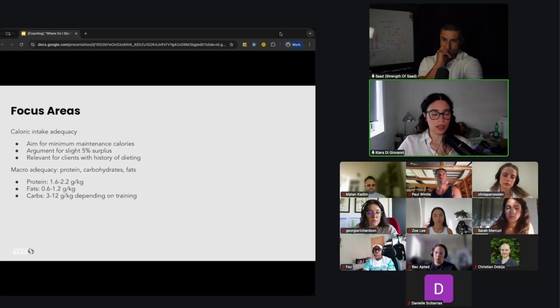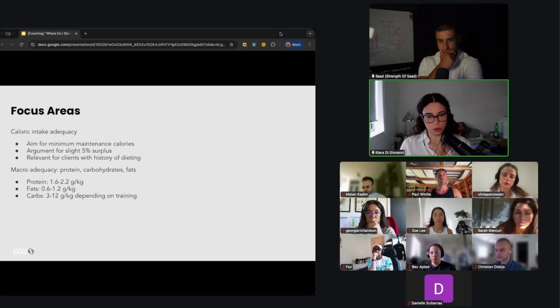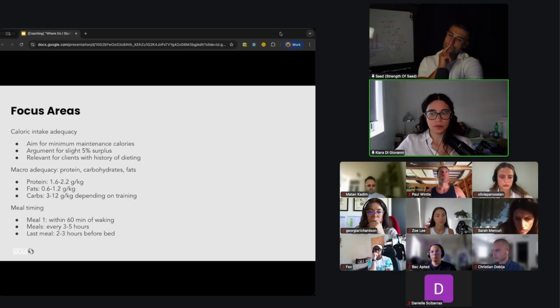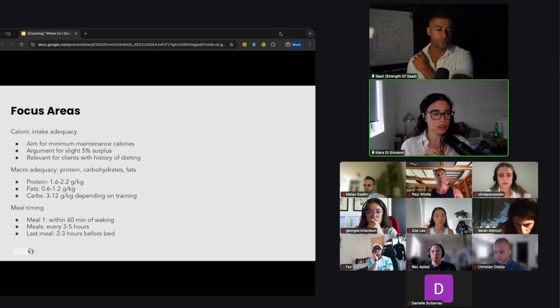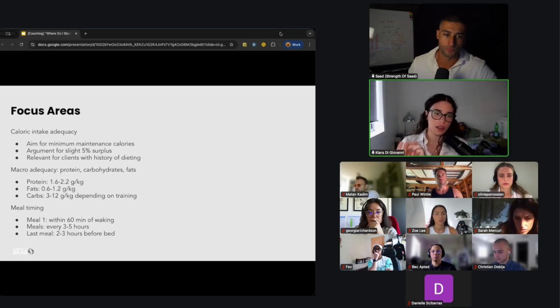These are some general guidelines. With the carbs, on the higher end, it's more like going into the hours of training, and on the lower end, it's just for low training. So just keep that in mind. Meal timing as well. This is primarily for blood sugar regulation. Meal one, we want to try to get within an hour of waking. Especially for women, this seems to be very supportive. And then from there, eating meals every 3 to 5 hours, and then having the last meal about 2 to 3 hours before bed, with that exception that we spoke about before.